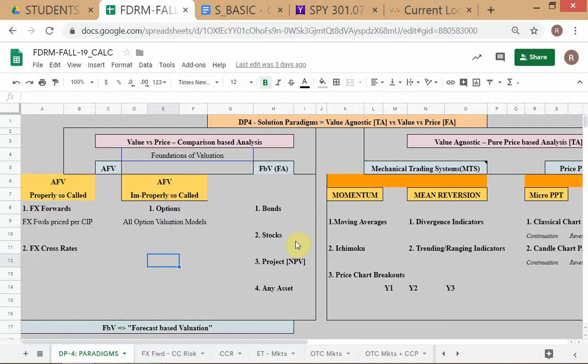Right now I'm under a little bit of pressure to get into your option trading framework because the project needs to start. But this is the first thing. And the second is, within this value versus price comparison paradigm, we have a further classification of those which are based on forecast-based valuation, and those which are arbitrage-free valuation, which is basically not based on forecasts.